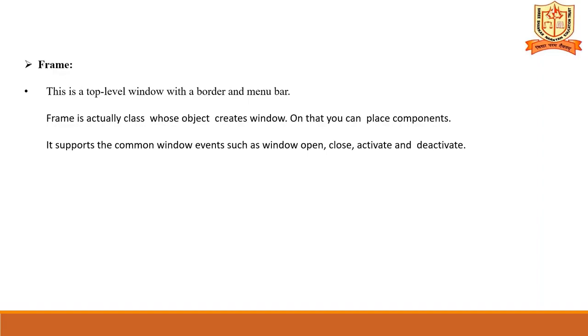Frame has three things. The frame can be closed, but not directly. There is another way to close it. It can be resized. Window has a title bar, menu bar, borders and resizing corners. I hope you understand what is a component, what are containers and what are the different containers available in the AWT hierarchy.